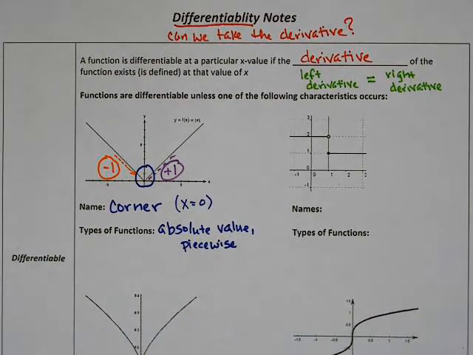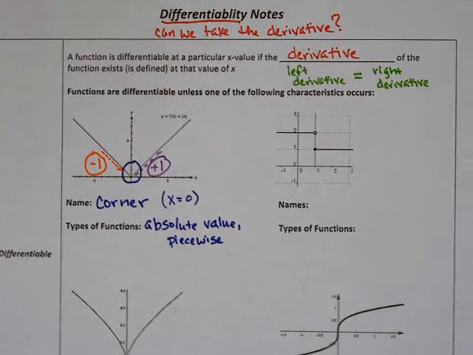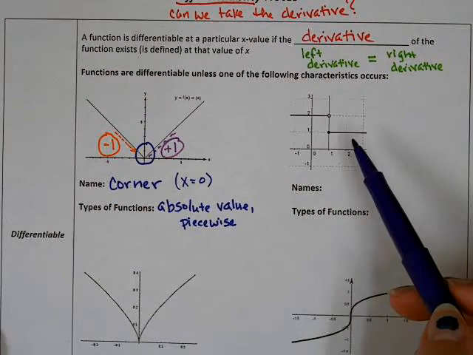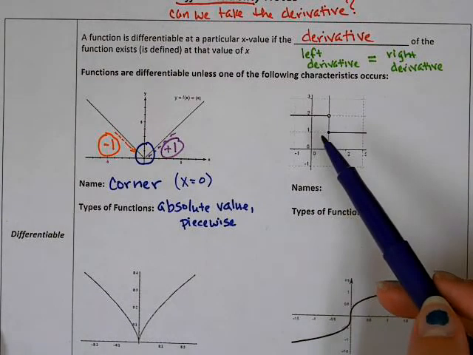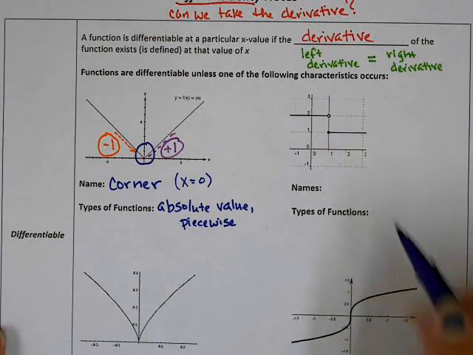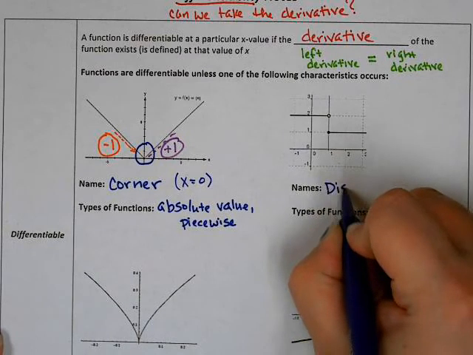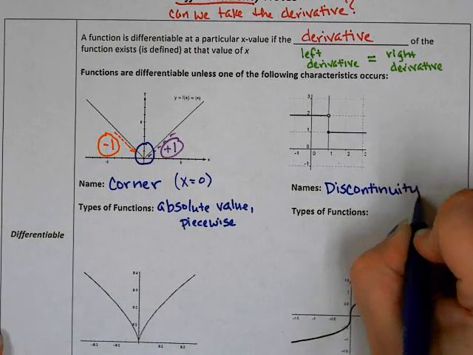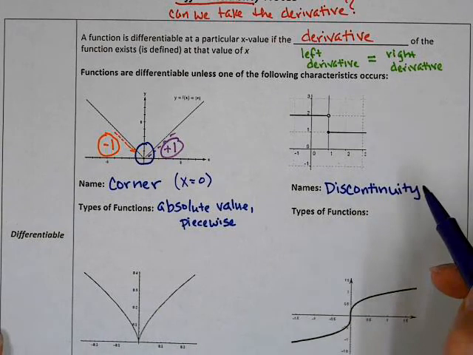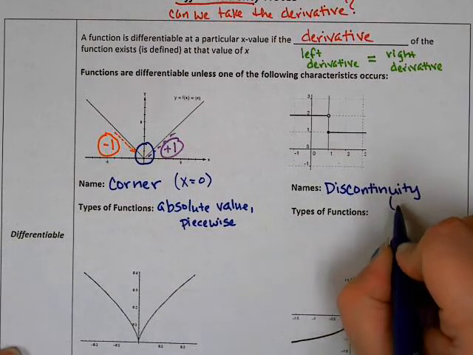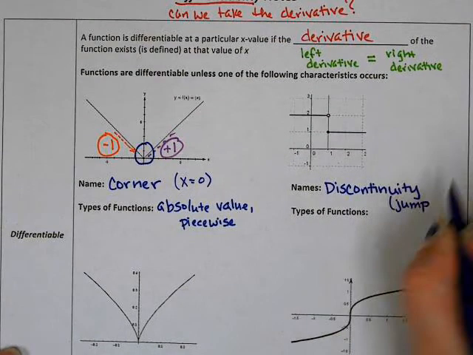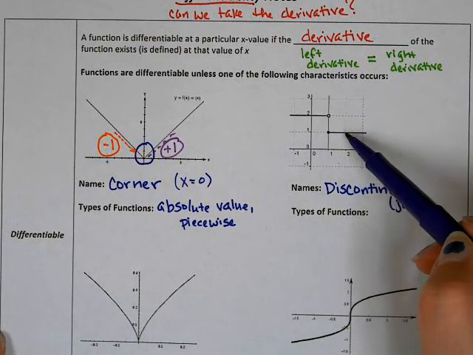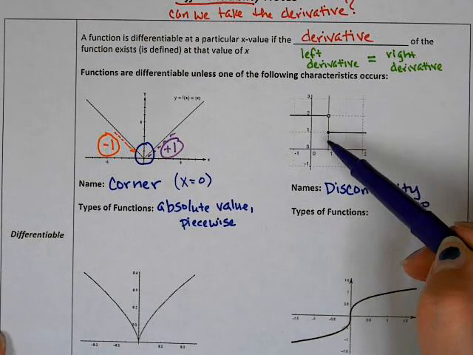Okay? The next one, you guys might even be able to tell without doing much, but the next time where a function is not differentiable would be if there is a discontinuity. All right, this particular discontinuity is a jump, because on the left we're at +2 and on the right we are at +1. So there is a jump discontinuity.